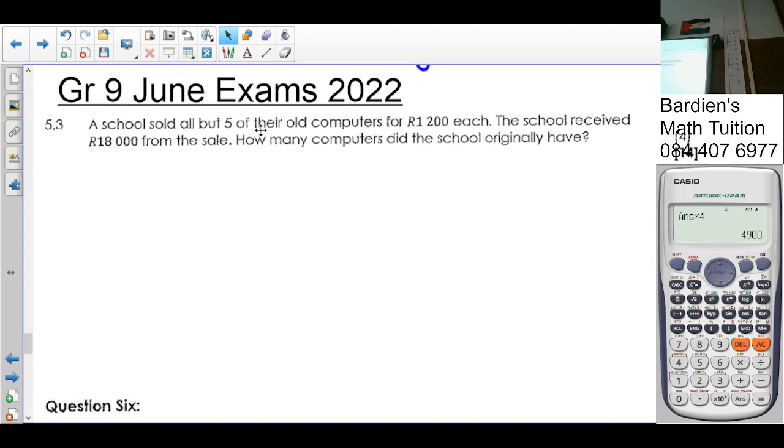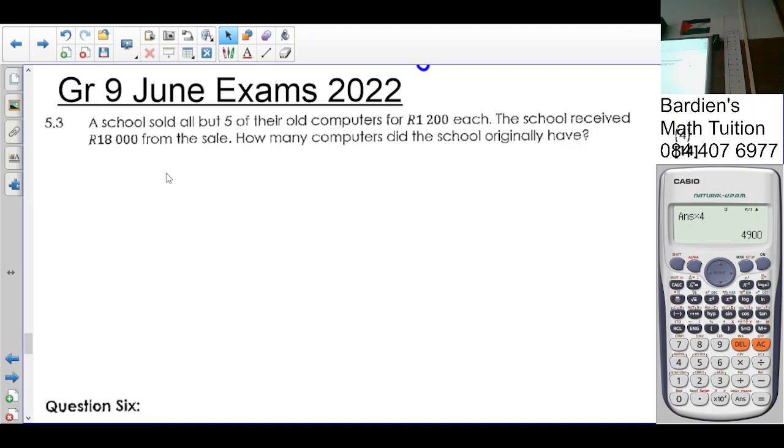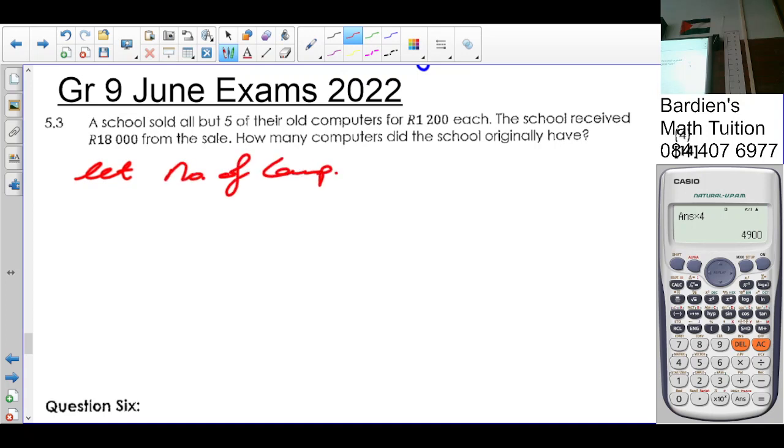Next question, 5.3. The school sold all but 5 of their old computers for 1,200 Rand each. The school received 18,000 Rand for the sale. How many computers did the school originally have? So let the number of computers be x. If the number of the old computers is x, how many did they sell? They sold all but 5.